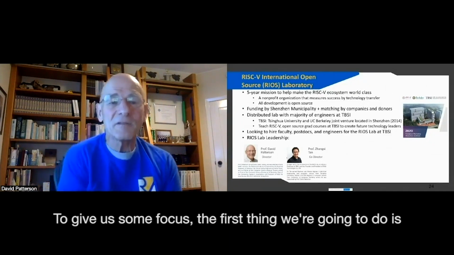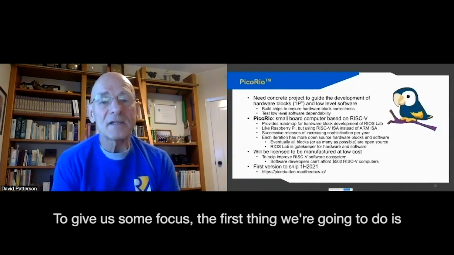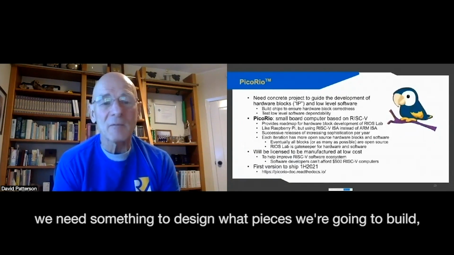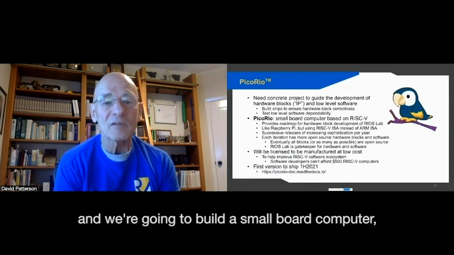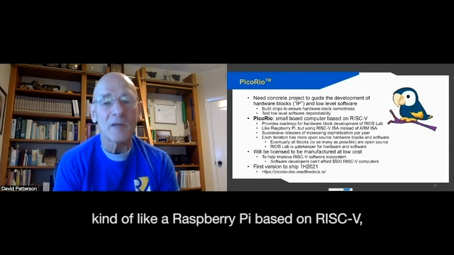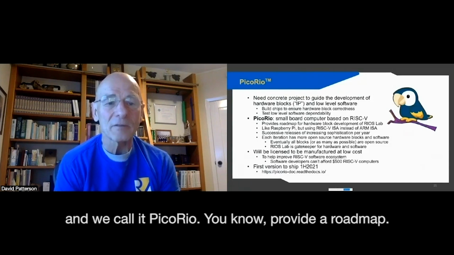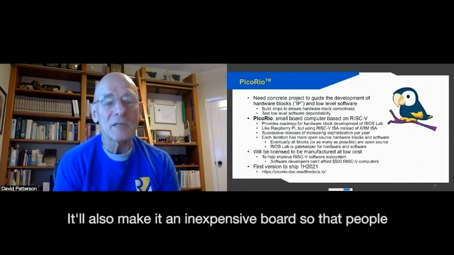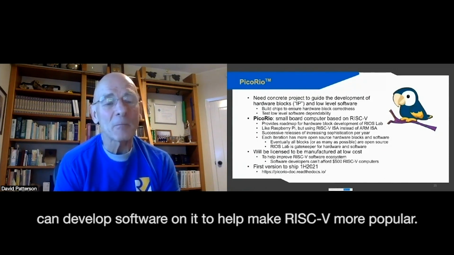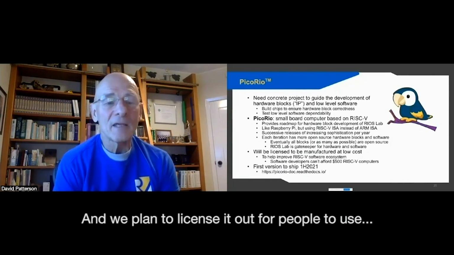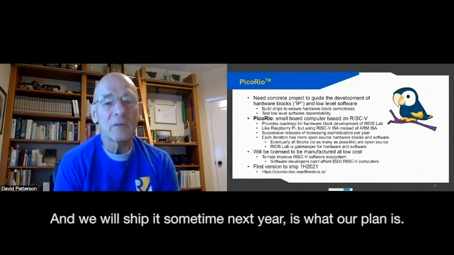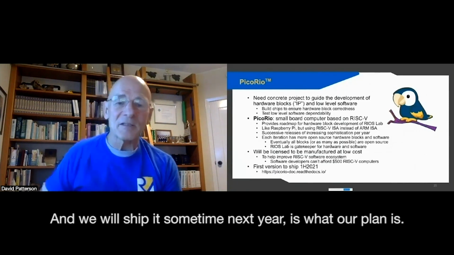To give us some focus, the first thing we're going to do is we need something to design what pieces we're going to build, and we're going to build a small board computer, kind of like a Raspberry Pi, based on RISC-V, and we call it Pico Rio. It'll provide a roadmap. It'll also make it an inexpensive board so that people can develop software on it to help make RISC-V more popular. And we plan to license it out for people to use. We'll control that. And we will ship it sometime next year is what our plan is.